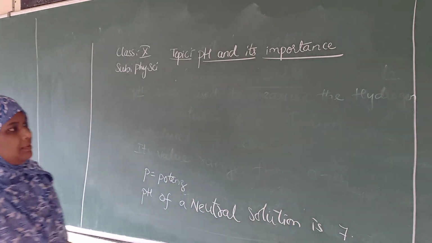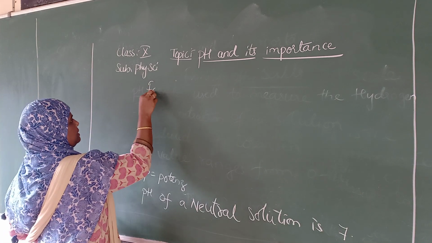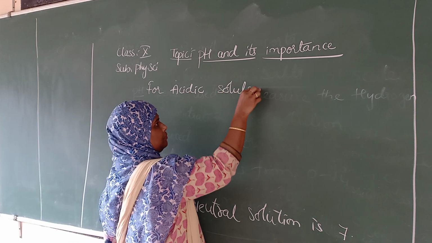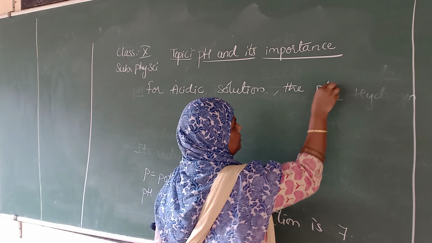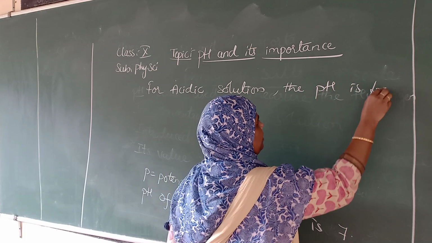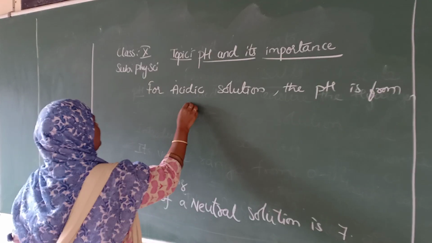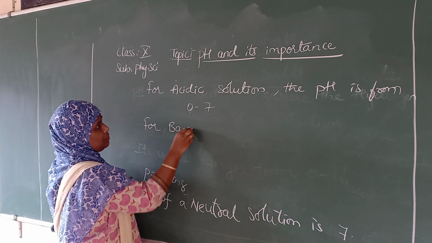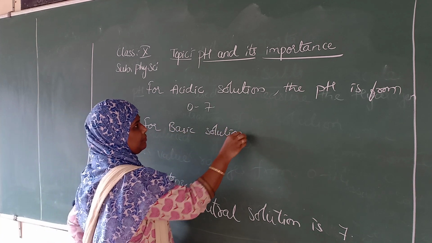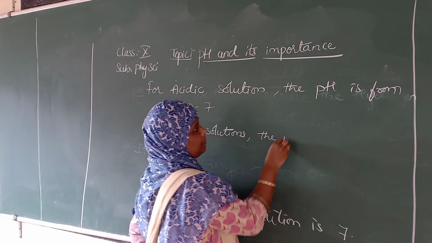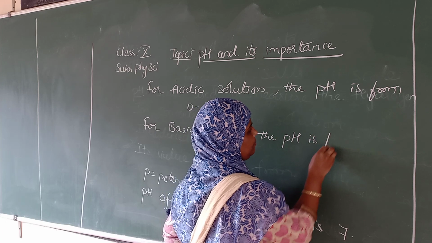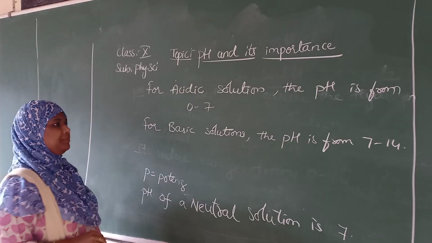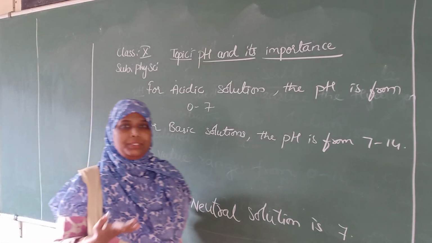So for acids or acidic solutions, the pH is from 0 to 7, and for bases or basic solutions, the pH is from 7 to 14. So pH works as a universal indicator.